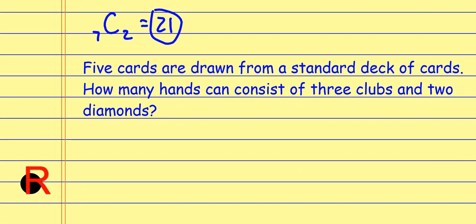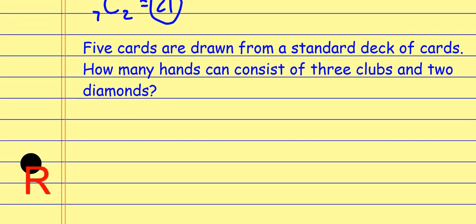This one, 5 cards are drawn from a standard deck of cards. How many hands can consist of 3 clubs and 2 diamonds? The interesting thing here is I'm choosing from 2 distinct categories. I'm choosing from the clubs, and then I'm choosing from the diamonds. I have to do a permutation or combination for each of those. So let's decide, does order matter? I'm talking about the cards I have in my hand. Does it matter what order I receive those cards, or does it only matter which cards I have? It only matters which cards I have. So order does not matter here.